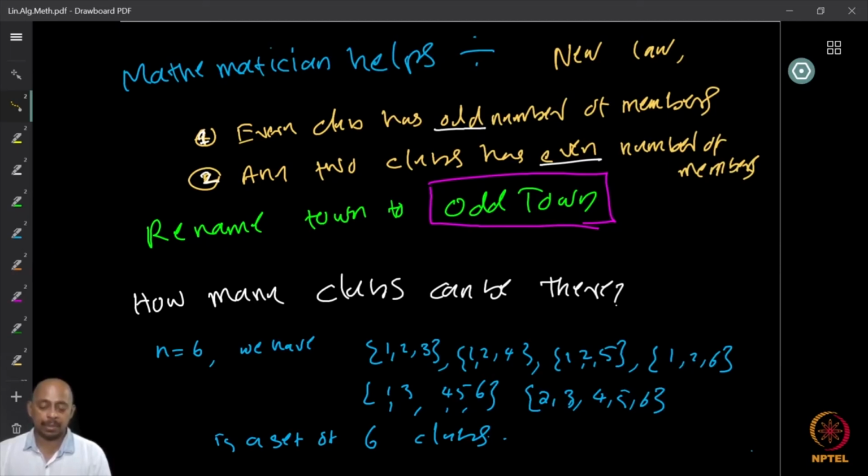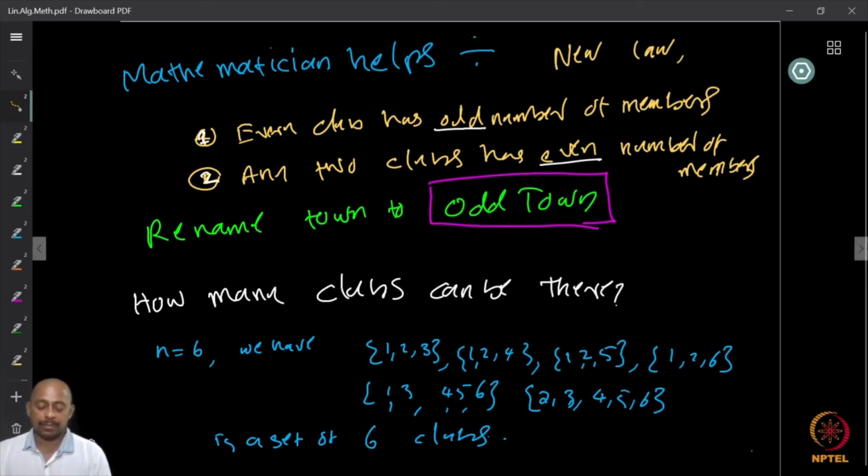What about the second rule? If I take any two of them, you can verify that there are precisely an even number of members in common, right? So 1, 2, 3 and 1, 2, 4 have 1, 2 in common. 1, 2, 5 also has 1, 2 in common. Then 1, 2, 6, again all these three have 1, 2 in common.